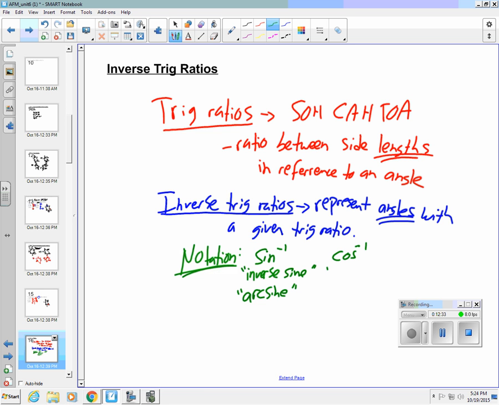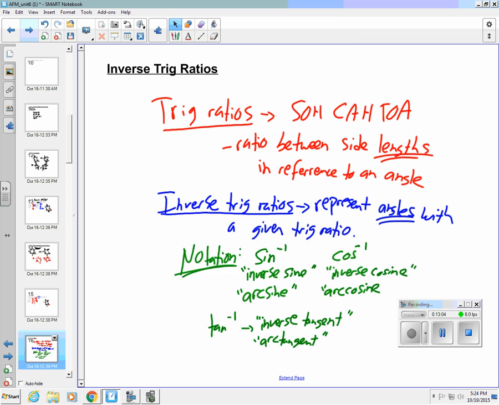Same thing for inverse cosine. Also called arc cosine. Right? And then for tangent, it's the same thing. We have inverse tangent. It's also called arctangent. Right, and these are the three inverse trig ratios we'll work with doing these problems.